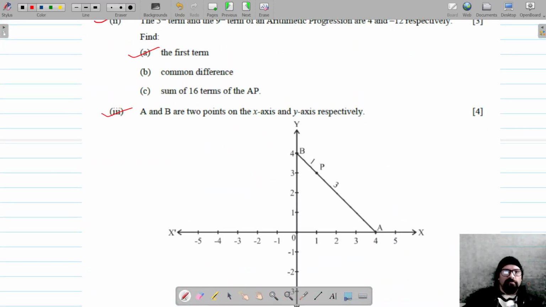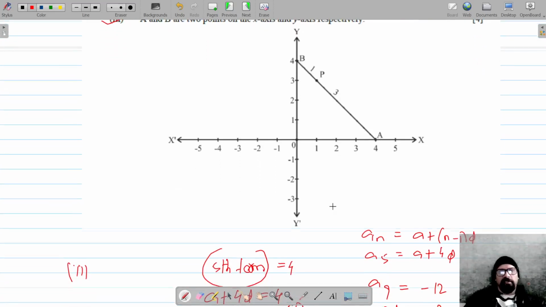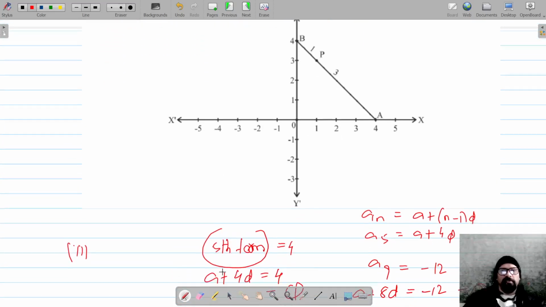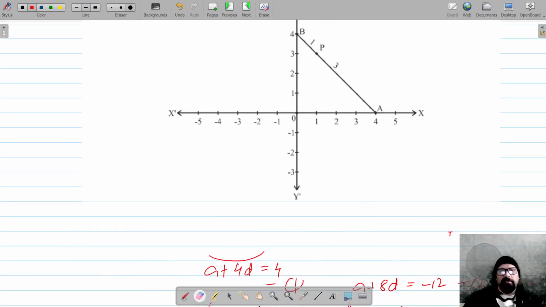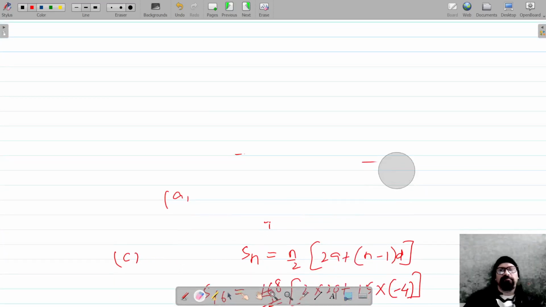Let's move on to the third part. A and B are 2 points on the x and y axis respectively. We have to write down the coordinates of A and B. This question is incomplete, so we write down the first part.